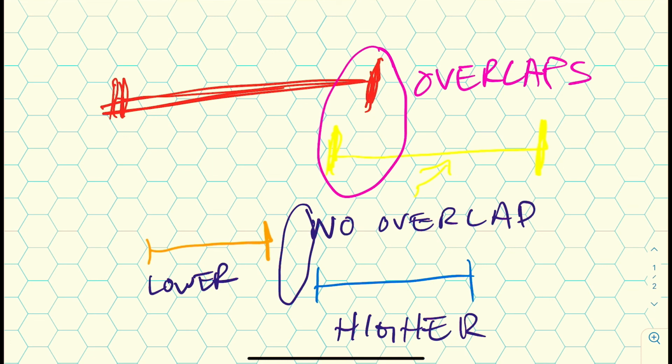We don't know where the parameter is, and if there's no overlap, you can say which is greater.